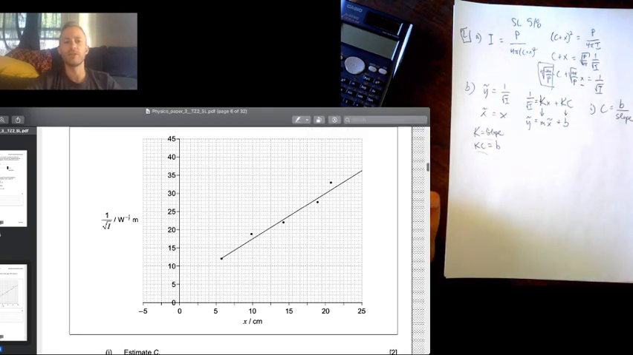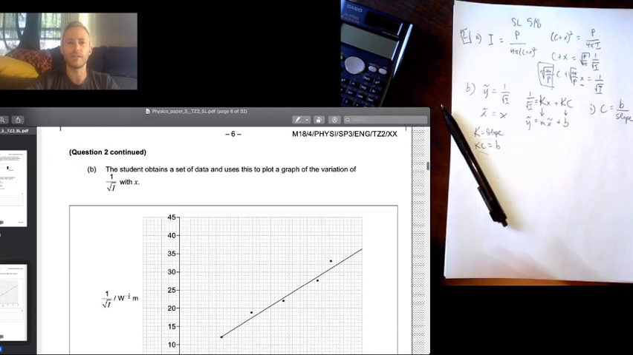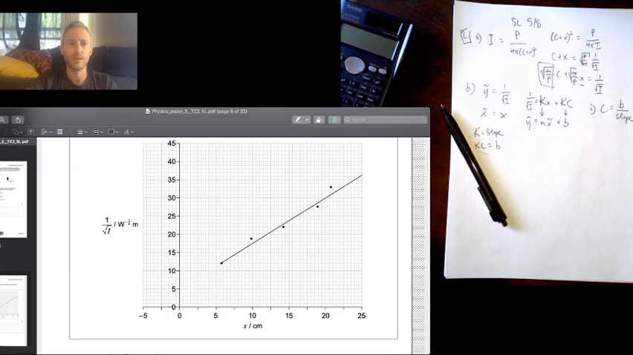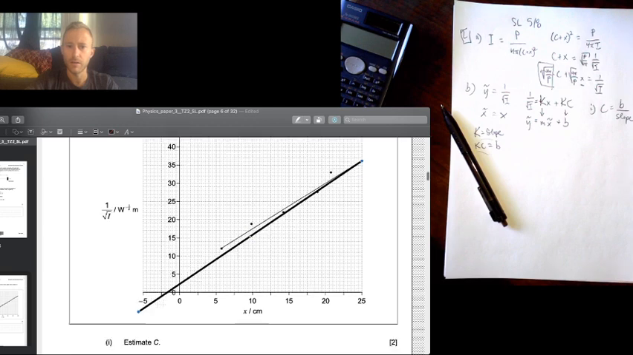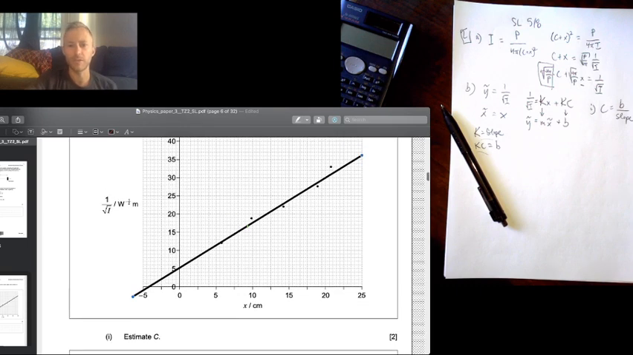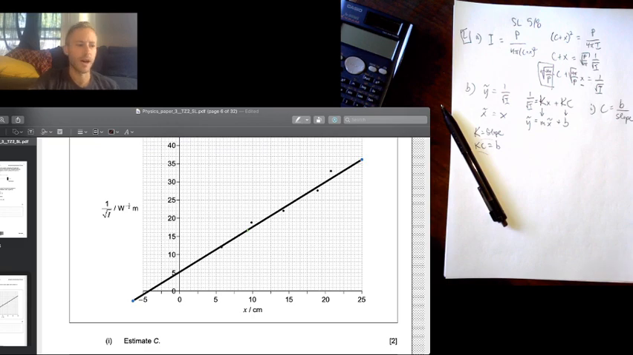So what I want to do is go ahead and extrapolate this line so that I can get the intercept. If I were to extrapolate that line of best fit, it looks like the intercept is roughly 5.